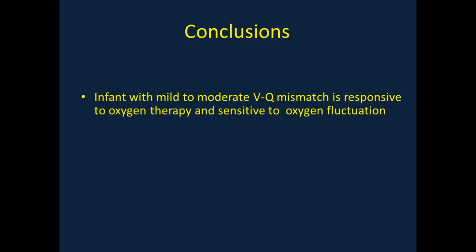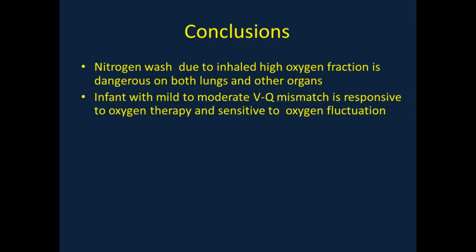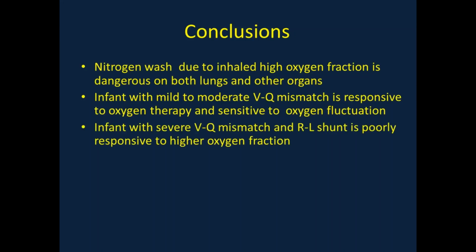To conclude our presentation, an infant with mild to moderate VQ mismatch is responsive to oxygen therapy and sensitive to oxygen fluctuation. Nitrogen washout due to inhaled oxygen or high oxygen fraction is dangerous on both lungs and other organs. An infant with severe VQ mismatch and right-left shunt is poorly responsive to higher oxygen fraction. So you have severe VQ mismatch, and then you have high right-left shunt fraction, then the response to oxygen will not be optimal. And you have to consider that when you start weaning the infant. Don't consider giving more oxygen will improve his oxygenation.